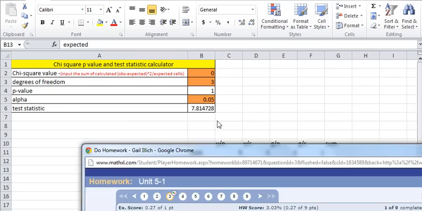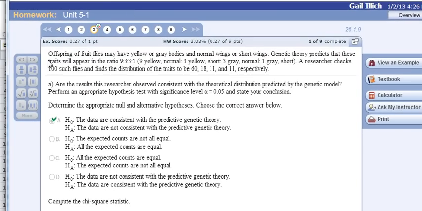Okay, I'm looking at this problem that has to do with fruit flies, and it says their traits should appear in the ratio 9 to 3 to 3 to 1. So you should have 9 yellow normals, 3 yellow shorts, 3 gray normal, and 1 gray short. That should be the ratio depending on how many fruit flies you're looking at.